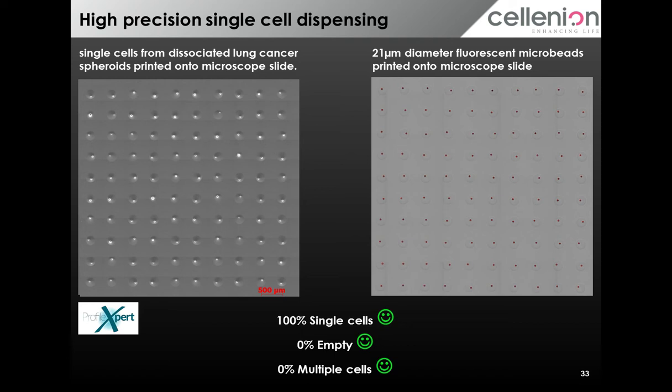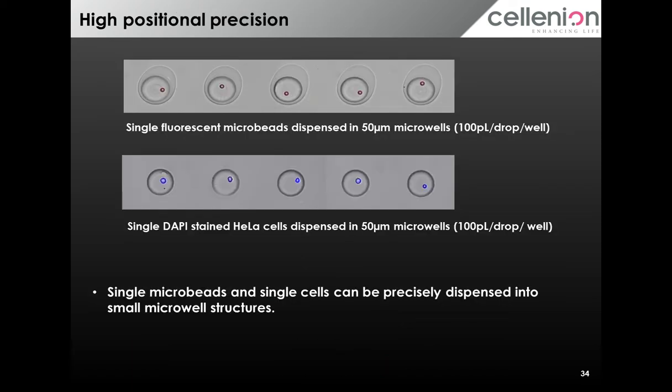And on the right side, we'll see the isolation of fluorescence microbead of 21 microns of diameter. And we see in both sides that we reach 100% of single cell in each position. This shows us, first of all, is a highly precise system allowing the isolation of the single cell, and is also precise in the sense that we can reach very narrow positions, such as isolating cells in 50 microns microwells. In this picture showing on the top fluorescence microbeads and on the below part HeLa cells.